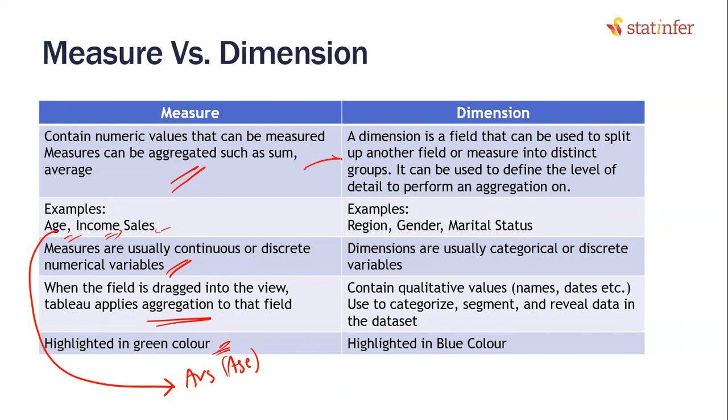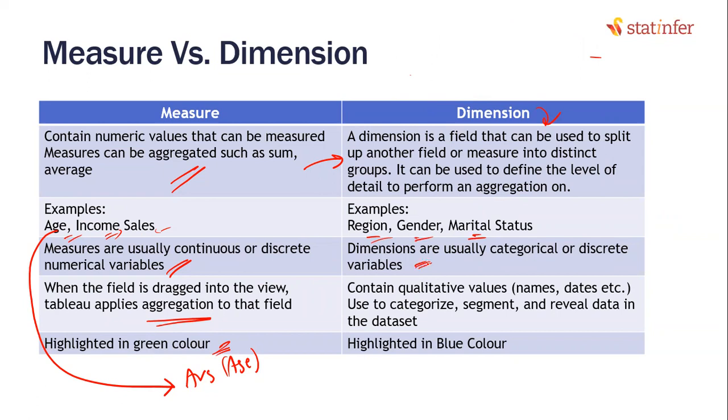What is a dimension? A dimensional field can be used to split another field. You can split the sales data by region. You can split the sales data by gender, male or female, something like that. It can be used to define the level of detail to perform the aggregation on. So basically, region wise, what is sales? Gender wise, what is sales? So that is the dimension. Examples are region, gender, marital status.